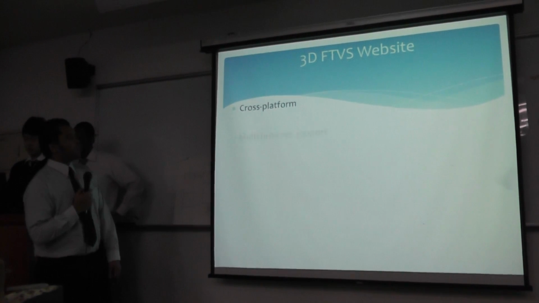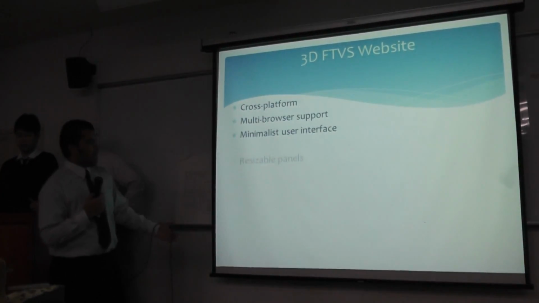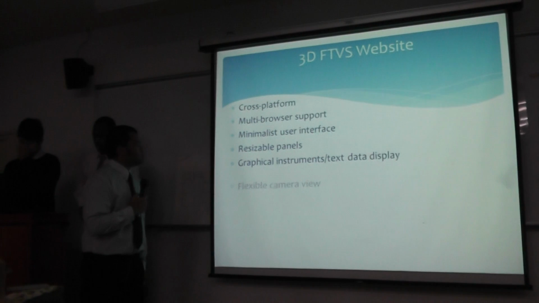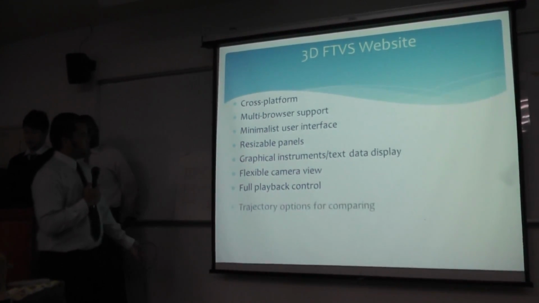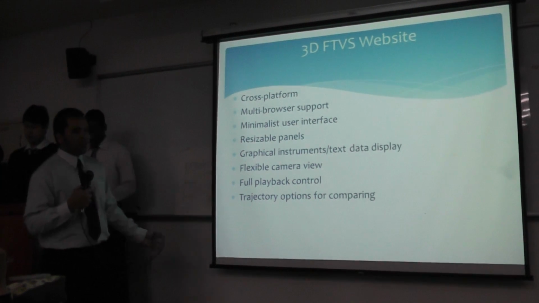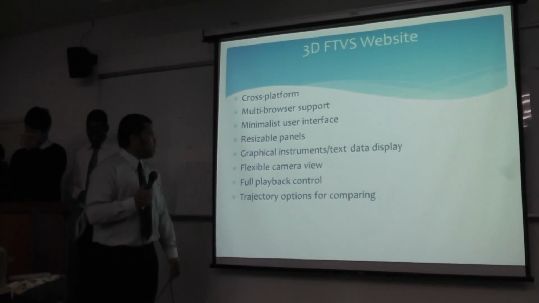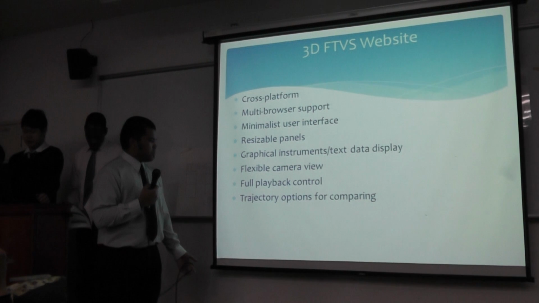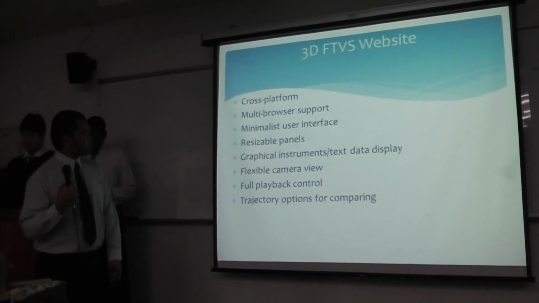Now, for the 3D FTVS website, these are also some properties that we have for the system, as you can read here. Such things as it being cross-platform, multi-browser support, as I mentioned. Minimalist user interface, it's simple and easy to use. Flexible camera view, as I mentioned before, and trajectory options for comparing. Next slide.